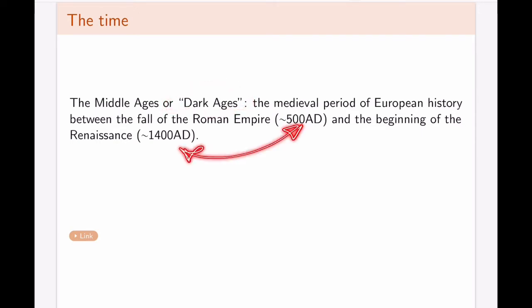Nearly 1,000 years went between those two times. No wonder some scientists believe that the Middle Ages were made up. So very little actually happened in terms of human development.